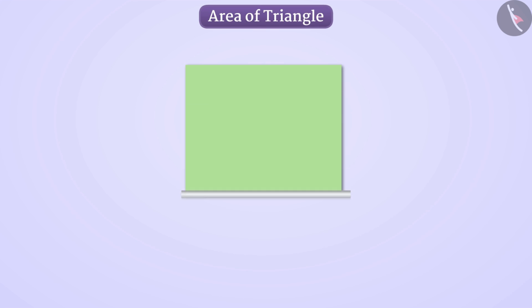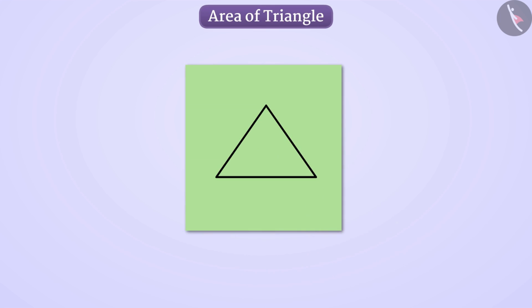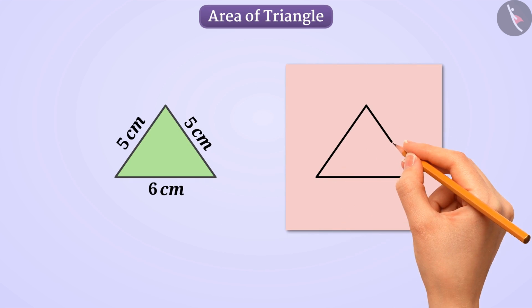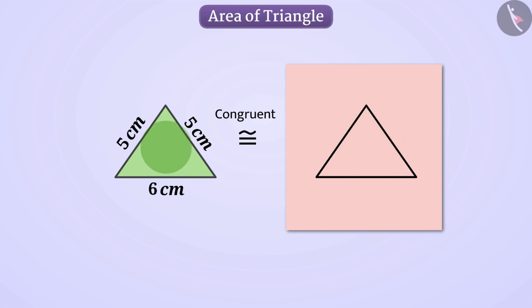Take a paper. Draw a triangle on it. We have drawn a triangle with sides 5 cm, 5 cm and 6 cm. Cut this triangle from paper. Draw a triangle on paper which is congruent to this triangle. That is, draw another triangle whose sides are of length 5 cm, 5 cm and 6 cm.